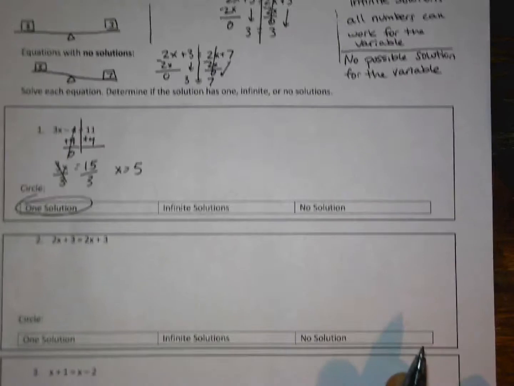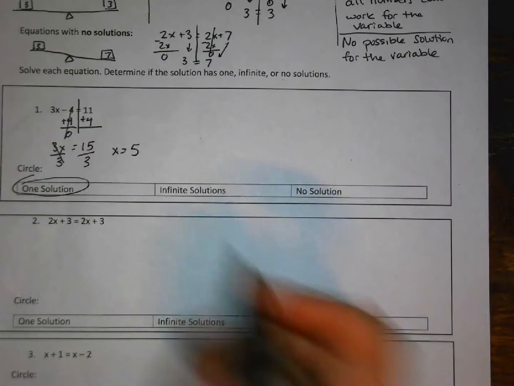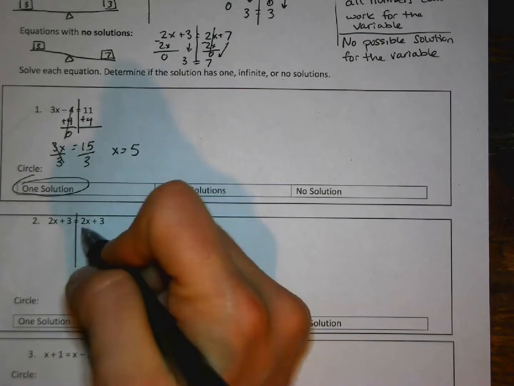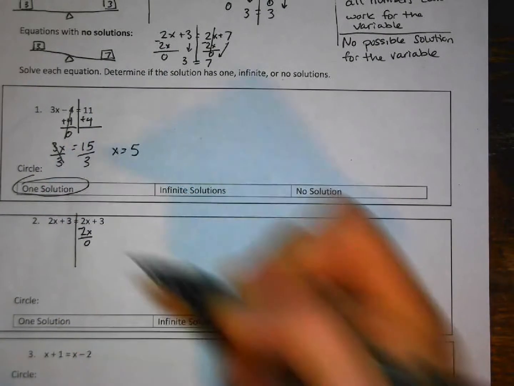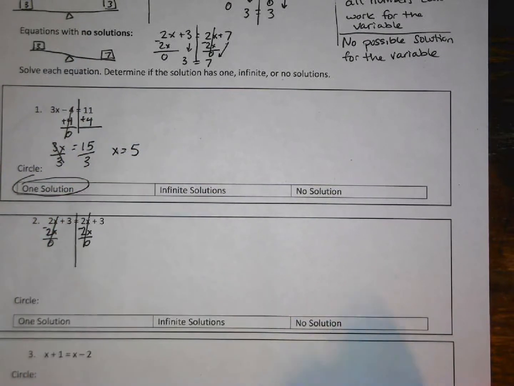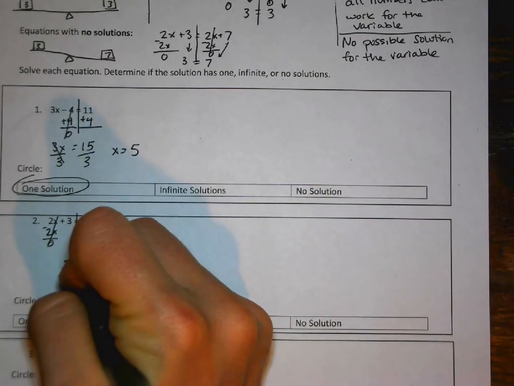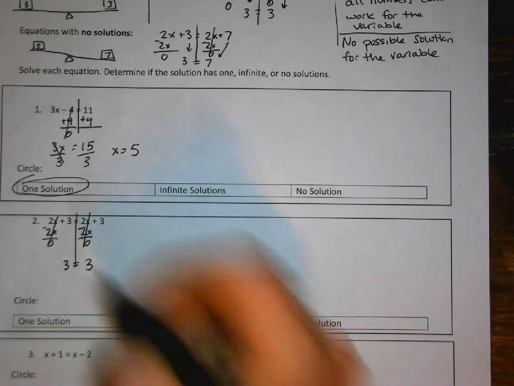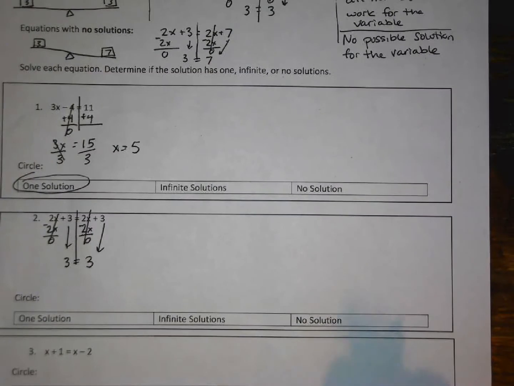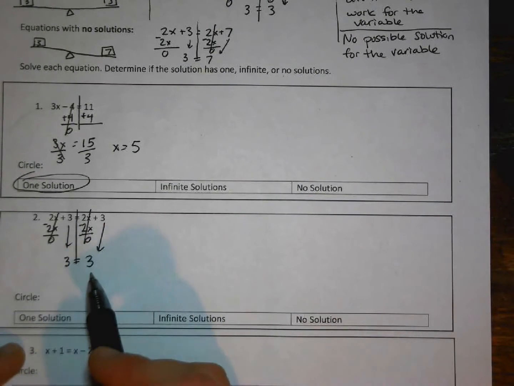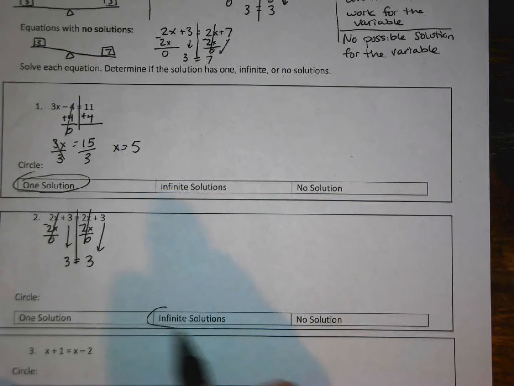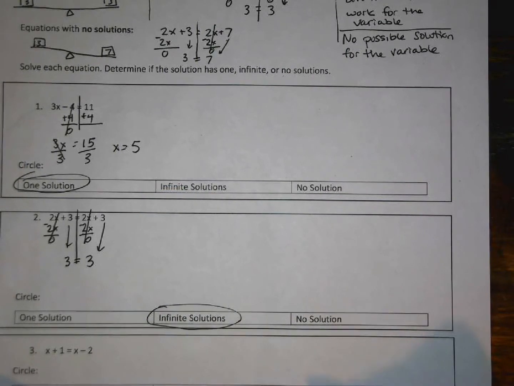Let's go ahead and do number 2 together as well. Well, does this look familiar? Let's go ahead and solve it. I'm going to subtract 2x from the right side and subtract 2x from the left side. And I get 3 equals 3 because I brought down what was left over. Now, with that, which kind of solution would that have? So remember, if 3 equals 3, that is true, right? So any number we put in for x is going to be true. There are infinite solutions for this equation.